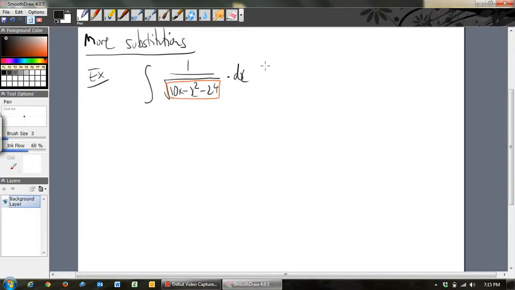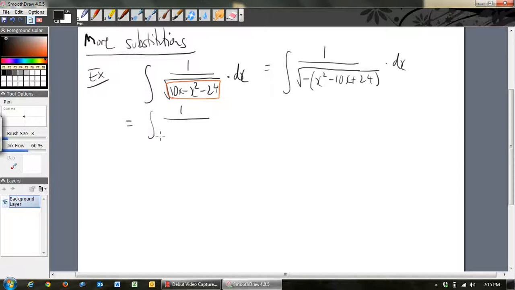I'm probably going to run out of space again, but I'll try to be careful. We're going to complete the square. I'm going to take the negative out the front and have x squared minus 10x plus 24. Now we'll complete the square of what's inside. So we've got the negative, and we'll go x minus 5 squared, which gives us x squared minus 10x, plus 25.